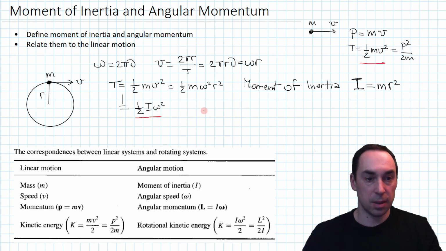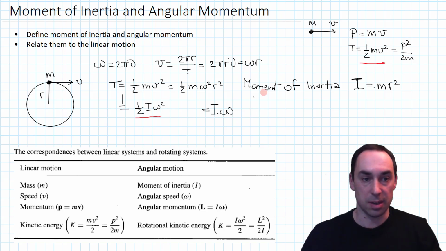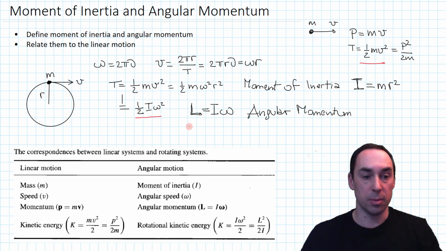So if we say that m, we call it I, we found that analogy, and the velocity is the angular velocity, then there is going to be something in angular motion that is conceptually similar to linear momentum in linear motion, that is the product of those two things, just like that. That thing is the angular momentum, and the letter that represents it, the angular momentum, is capital L, and it's just the product of the moment of inertia times the angular velocity.